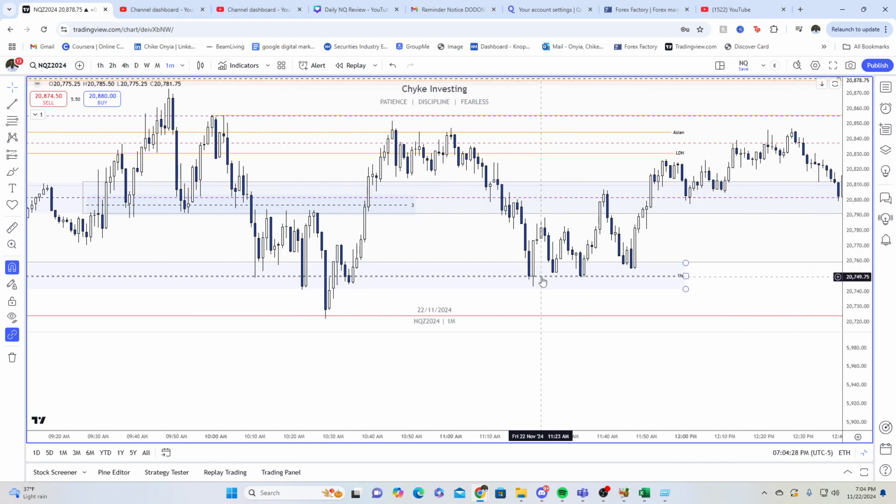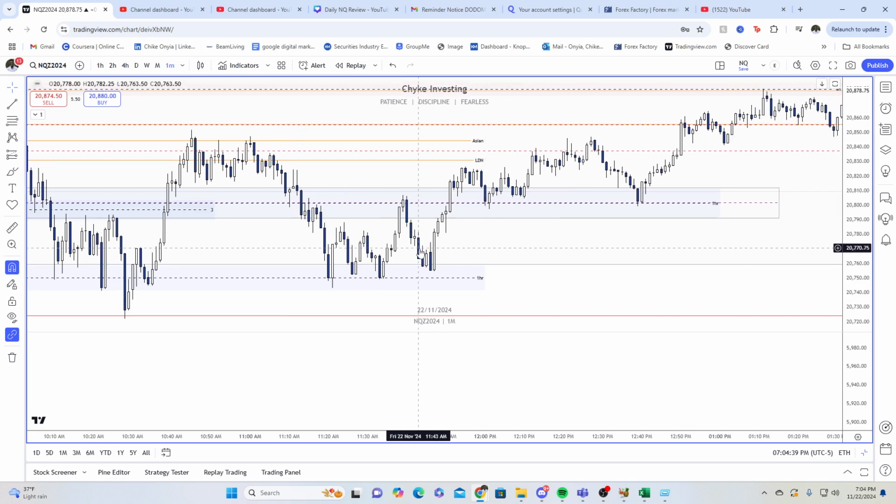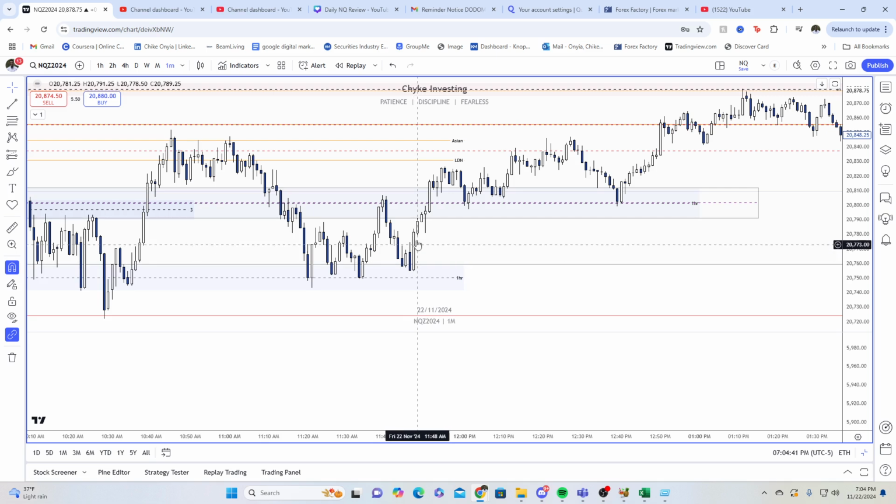Price ends up falling back down to this 1 hour CIBI. We go higher. We do form a 22 model right here, but look at the time of day. It's 11:30 on a trash day. I wouldn't be taking that. We do get an expansion away, back to the daily CIBI consequent encroachment.